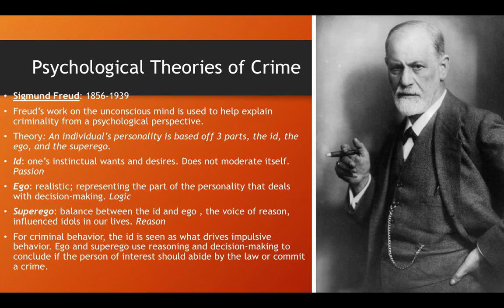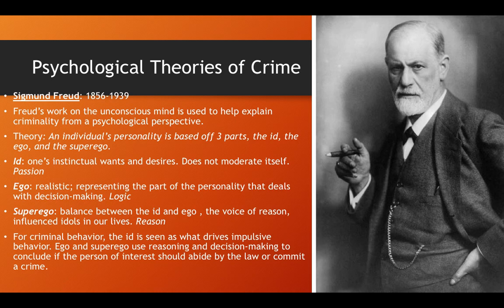He argued that an individual's personality is based on three parts: the id, the ego, and the superego. The id refers to one's instinctual wants and desires and is present at birth, while the ego is the rational thinker of one's personality. And third, the superego refers to the ability to create balance between the id and the ego. Now, while the id is present at birth and the ego evolves as part of one's development, the superego is what we call the voice of reason.